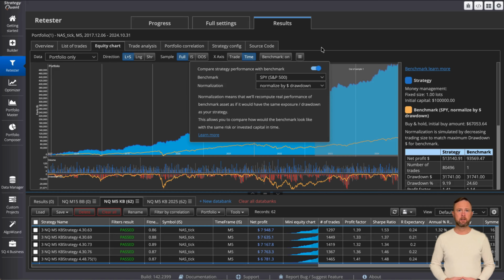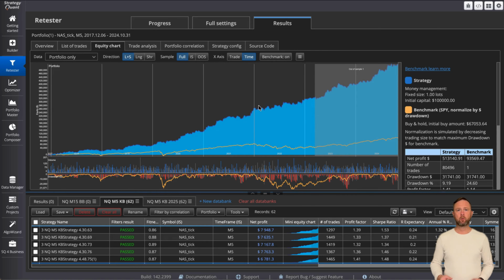Then, I activate a benchmark to compare the portfolio results with the main index. Even though my strategies trade the Nasdaq and the benchmark is the S&P 500, the market regimes are still clearly visible when compared side by side. I can clearly see the periods when the index was rising or falling, and this behavior corresponds well with my portfolio equity curve. However, the best way to evaluate performance is through statistics on unseen data.